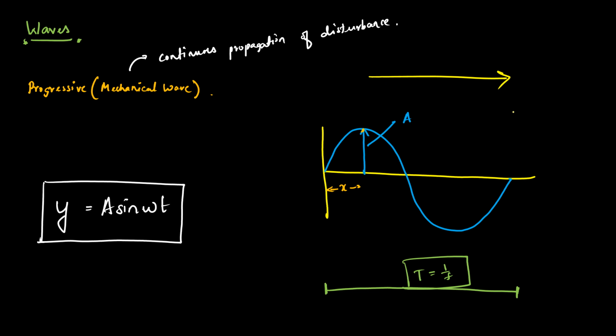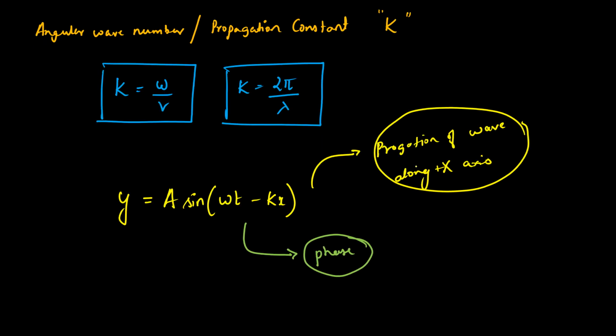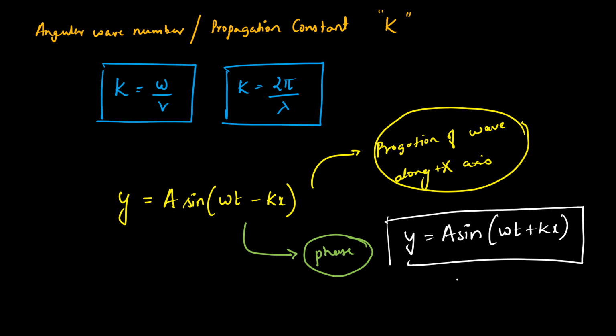What if it is going in the reverse direction? If I have the reverse direction, the only difference is that here it is going to be a positive symbol, so I can write this as y is equal to a sine omega t plus kx. This is going to be the propagation of wave along the negative x-axis.